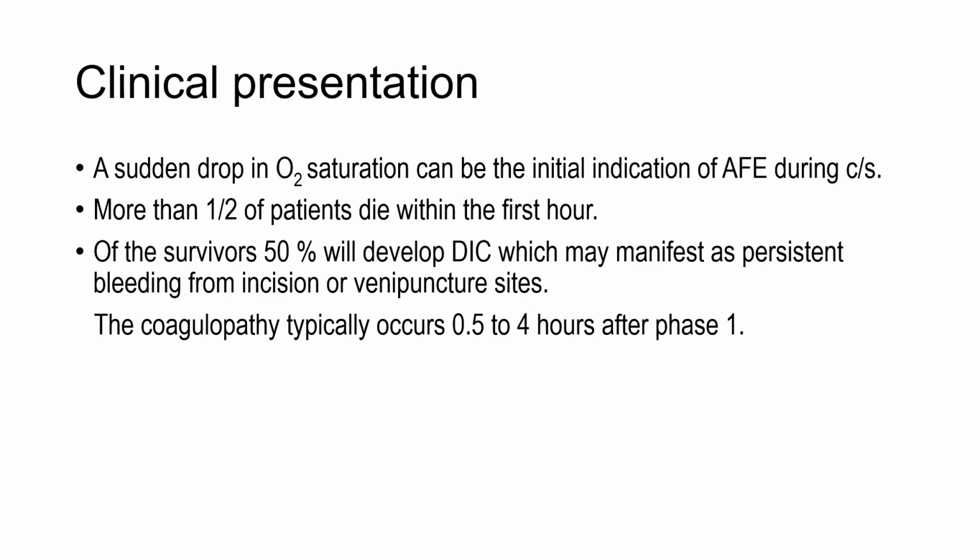And in the clinical presentation, if you are observing the mother, there will be a sudden drop in the oxygen saturation. Even if you are performing the cesarean section in the theater, you can monitor it there itself. You can see the oxygen saturation of the mother will come down suddenly. That will be the first sign. Then most probably within an hour or within half an hour, the patient will die. Even if they survive, 50% of the patients will develop disseminated intravascular coagulation, and later that may lead to profuse bleeding. And this coagulopathy, that is disseminated intravascular coagulation or DIC, occurs within half an hour to 4 hours.